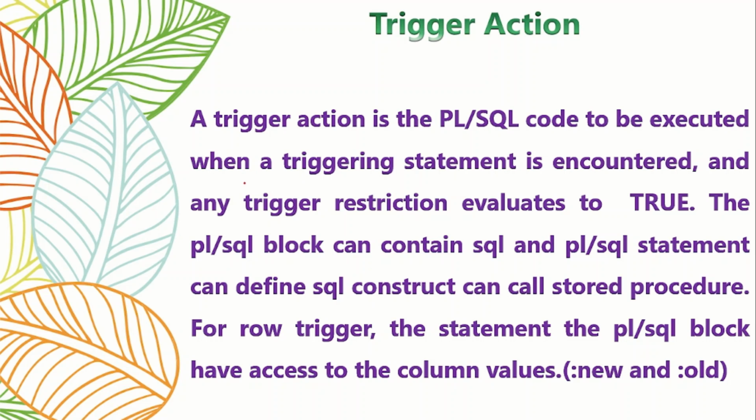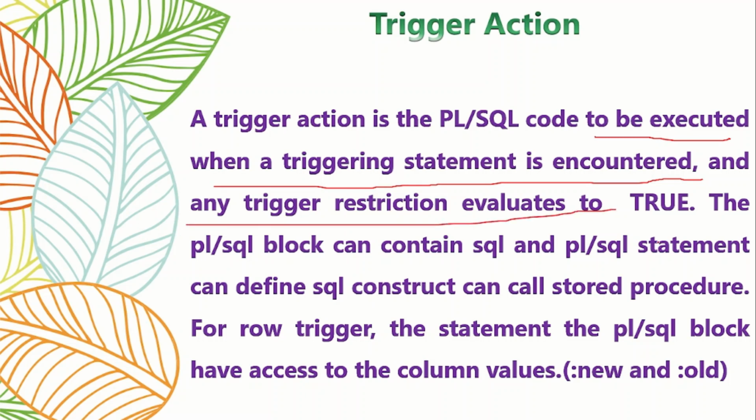Whenever a trigger is going to be fired, in that case this body of the trigger will be in action. It says the trigger action is PL/SQL code to be executed when the triggering statement is encountered and any triggering restriction value is true. Clear? So the triggering event is insert, update, or delete, and the condition is put on that insert to be fired, then in that case the trigger will be in action.